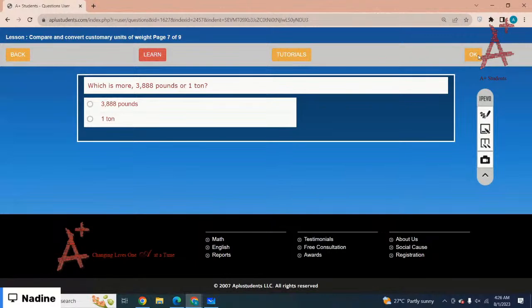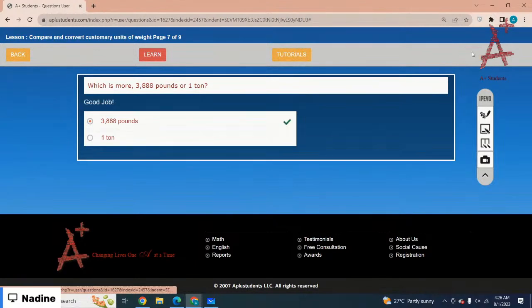Which is more, 3888 pounds or 1 ton? Which is the correct option? The correct option is 3888 pounds because in 1 ton we have just 2000 pounds.